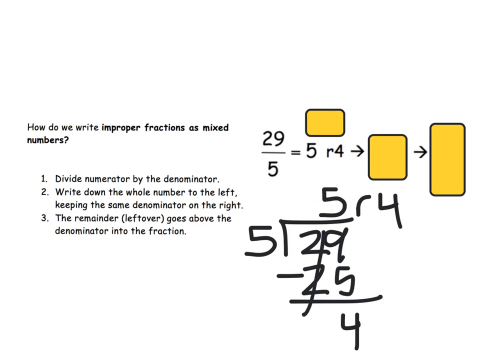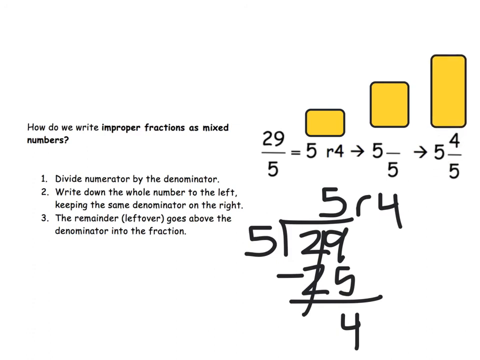Now, we're going to write down the whole number to the left, keeping the same number on the right. That gives us 5, and then we have an empty numerator right now, and then we're still keeping the same denominator. Now, remember, don't forget about that remainder, so the 4 goes above the denominator into the fraction, which is giving us 5 and 4/5.